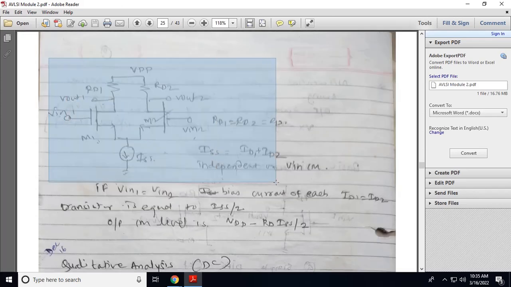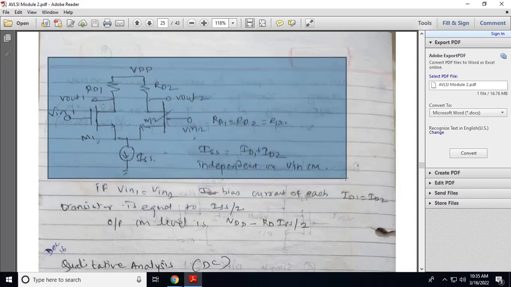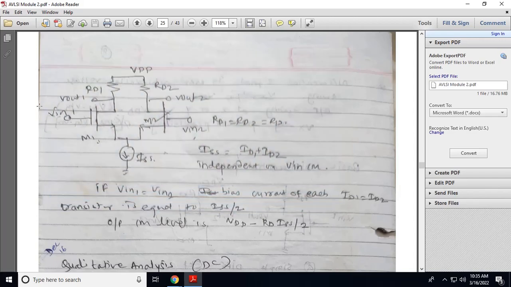Now see the basic differential amplifier. We apply the inputs Vin1 and Vin2. The tail current is ISS. So the drain currents of M1 and M2: ISS is equal to ID1 plus ID2. For the differential amplifier, we are using MOSFETs of the same type. The resistances RD1 and RD2 are equal, so RD1 equals RD2 equals RD.